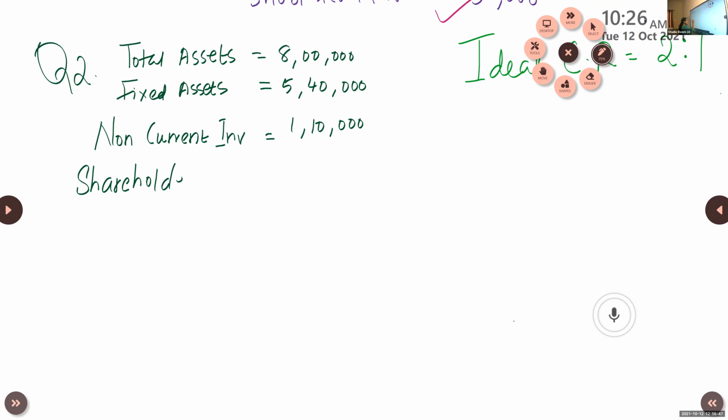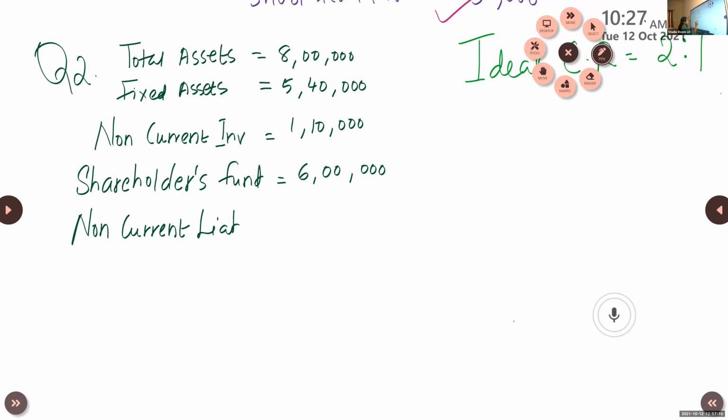Shareholders fund is equal to 6 lakhs. Non-current liability 80,000. Yes, 80,000. Calculate CR.